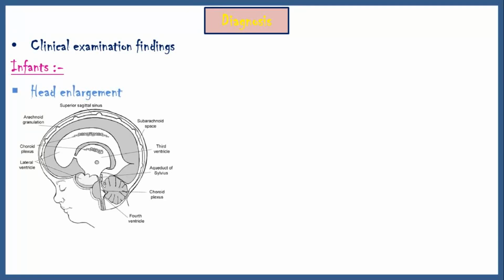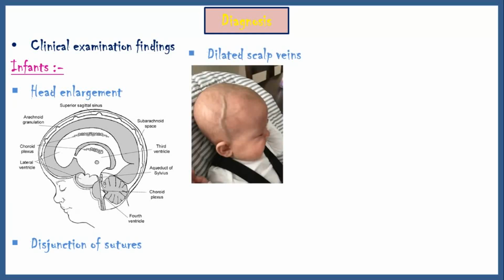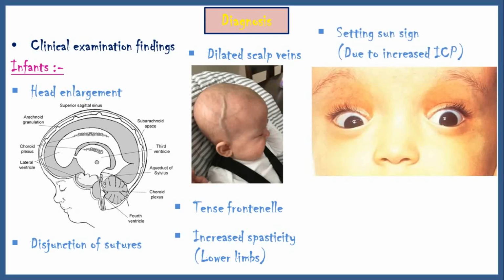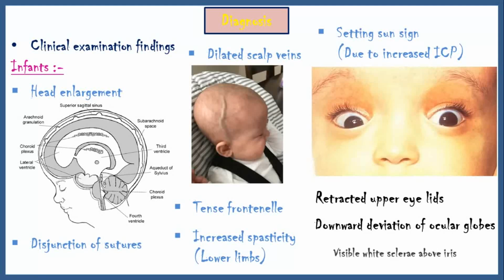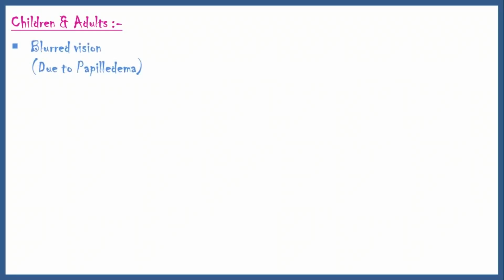Diagnosis of hydrocephalus is mainly based on clinical findings. In infants, enlargement of the head, disjunction of sutures, dilation of scalp veins, tense fontanelle, increased spasticity, especially in lower limbs, setting sun sign, which is characterized by retracted upper eyelids, downward deviation of ocular globes, and visible white sclerae above iris.